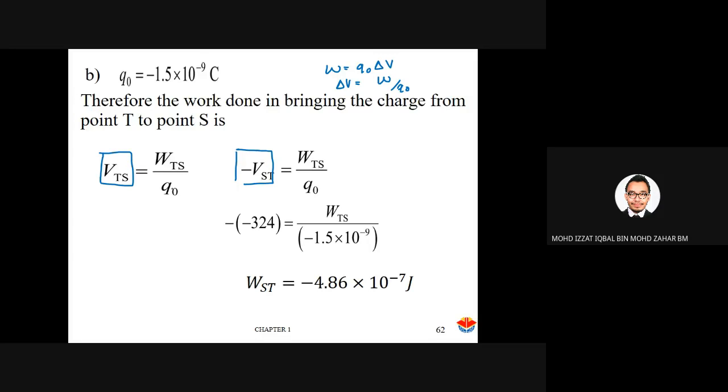Notice that Q naught here ada negative. So this one would be, including calculation. Again, for scalar quantity, if you have a positive or negative sign, just put inside the calculation. Okay, what does it mean by negative here? It means that the work done by the system.